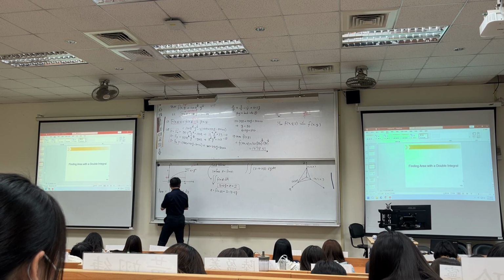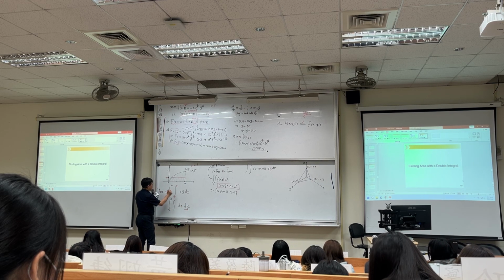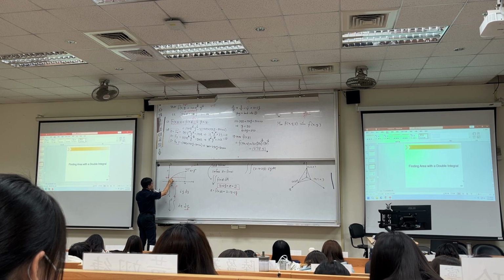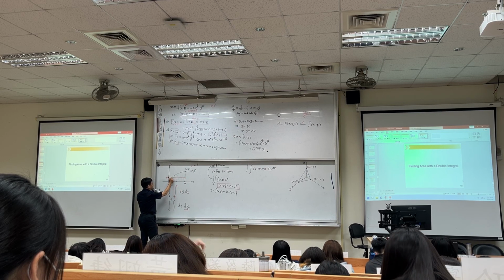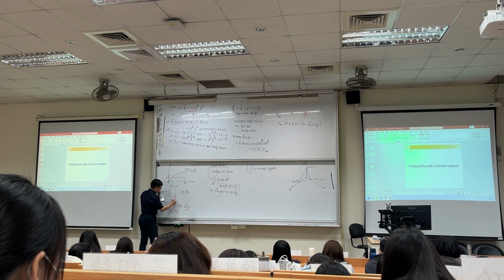And when I fix y, x goes from this to there, and that will be x equal to y squared as before.